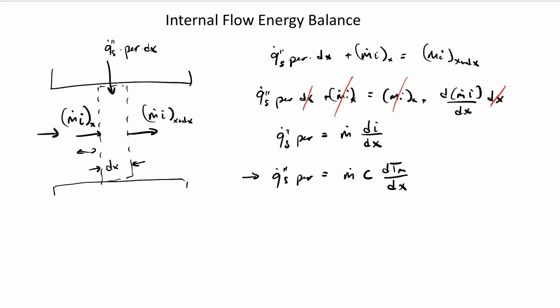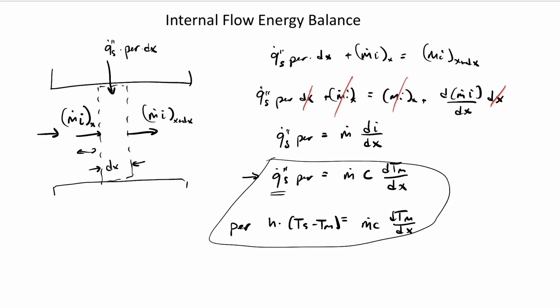This is really useful if we know q dot double prime s. Sometimes we don't know the flux; we know the temperature. If we wanted to write this in terms of temperature, we would write it as perimeter times, using the rate equation, h times (Ts minus Tm), is equal to m dot C dTm/dx. Okay, so those are these two boxed equations, and they are equivalent statements. I'm not making any judgment about what's constant and what's a function of x here. You'd have to decide that when you get into it.